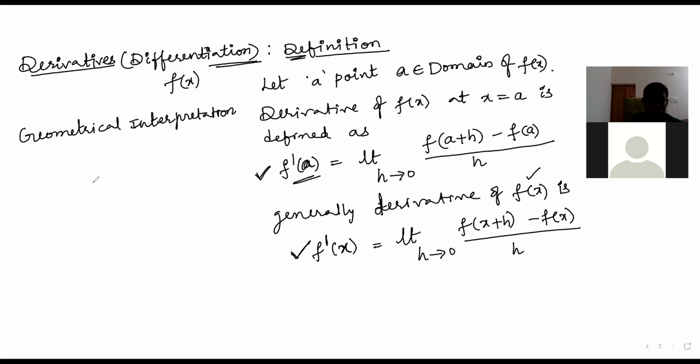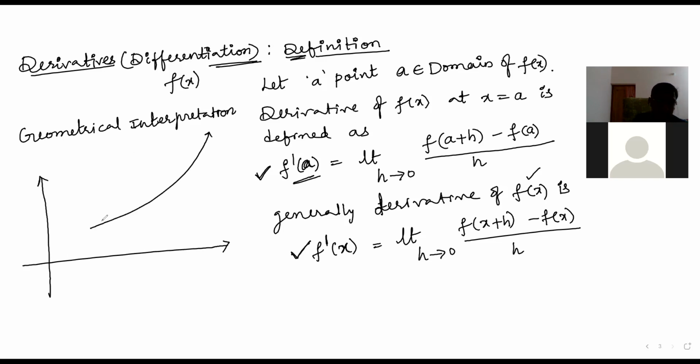Here, if at all you see, I'll write here. Let's say a function is like this. This is the f of x curve. Now here is point A. This is point A, x equal to a.